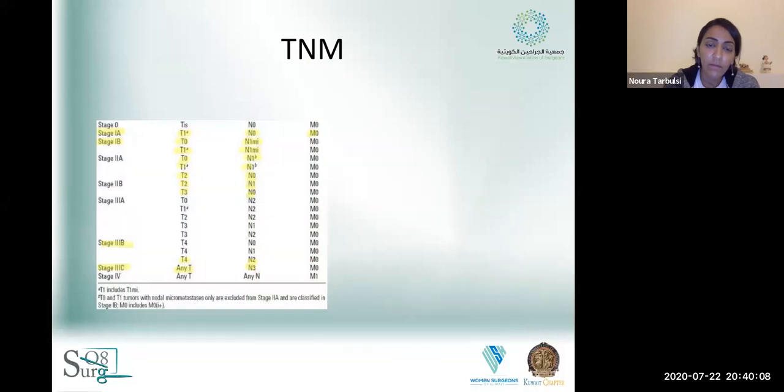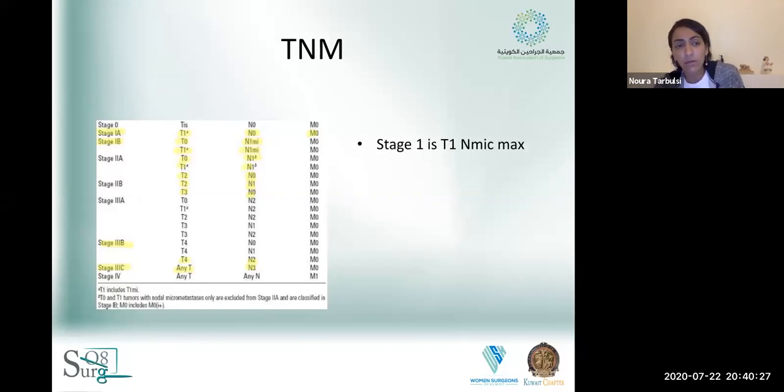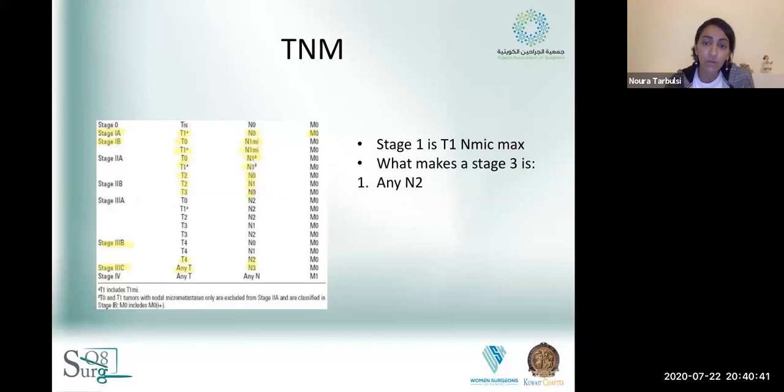And then the other table that you're gonna find after the prior table is this one, where you're kind of stuck trying to memorize what's a stage 1, what's a stage 2, what's a 3. What's a 4 is easy, but it's always the difference between 2 and 3. So here's the way that I did it so I could memorize it for the exam. Stage 1 is T1 N-mic max. And then what makes a stage 3? We're gonna skip stage 2. What makes a stage 3 is 2, 3, 4, and the 4 is 3 plus 1.